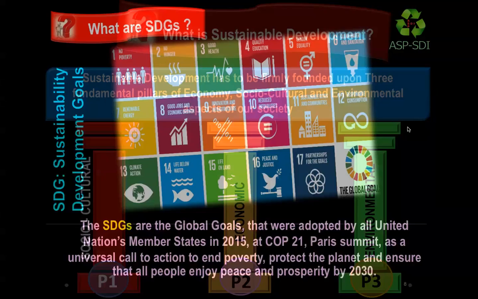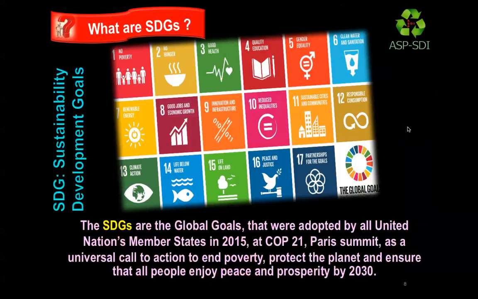Now that we understand what exactly sustainable development is, let us come to what exactly are sustainability development goals. Sustainability development goals, very commonly acronymed as SDGs, are global goals that were adopted during the Paris Summit, as I told you, COP 21, Conference of Parties 21, as a universal call to act so that we can end poverty, protect the planet, and ensure that all people enjoy peace and prosperity by 2030.